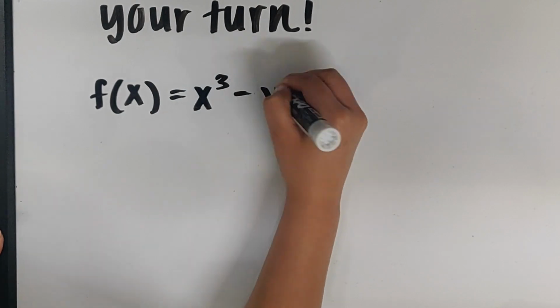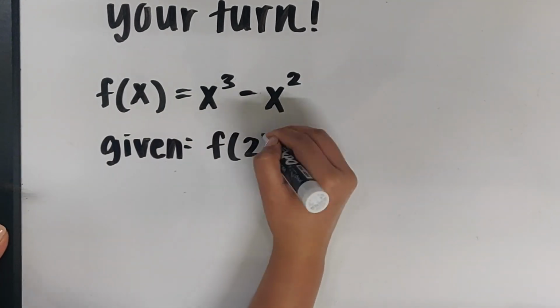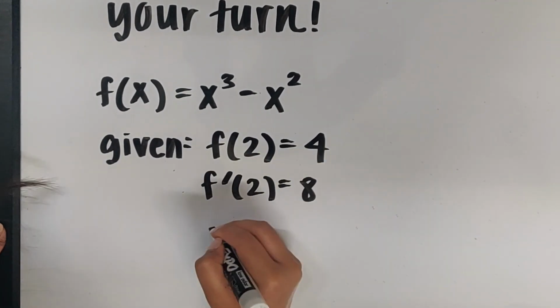Now it's your turn. Given f of x equals x cubed minus x squared, where f of 2 equals 4 and f prime of 2 equals 8, find f of 1.8.